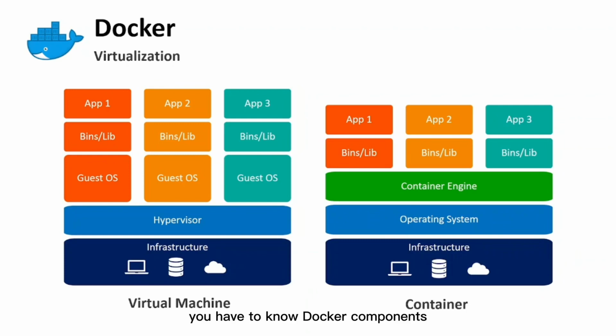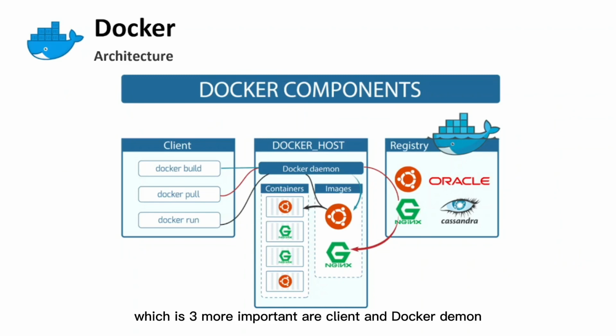To use Docker, you have to know the Docker components, of which three are most important: client, Docker daemon, and registry. The Docker client you're going to use to interact with the Docker daemon, and the Docker daemon is there to manage the images and the containers running on the machine. And the registry is a place where we're going to store our images. That could be private or also public.